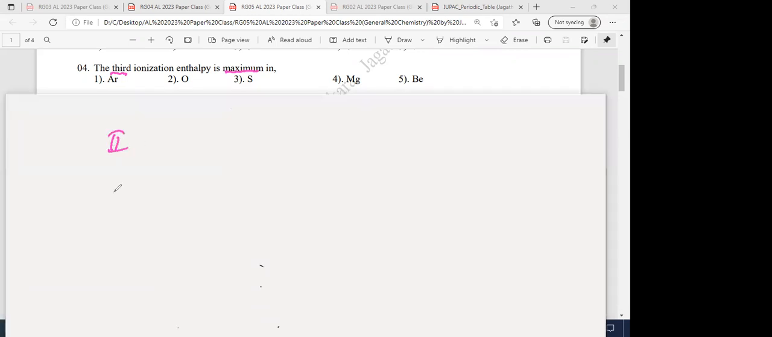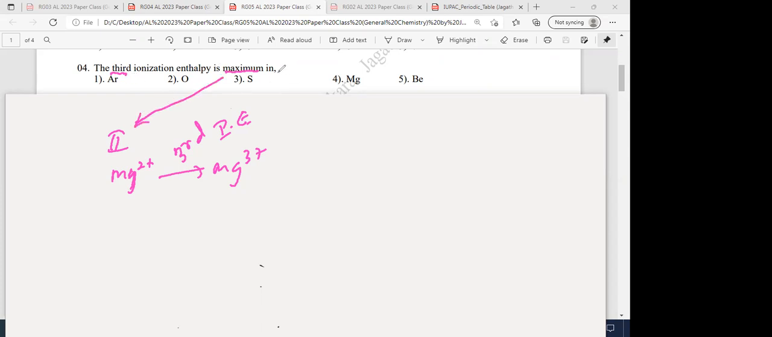Group 2, they form 2 plus easily. So when it is going to become 3 plus, the problem: Mg, up to second ionization is low. But Mg will never become Mg3 plus. Why? This is the third ionization energy. Third ionization energy becomes very high because that third electron is removed from the inner shell by breaking the noble gas configuration. So, right everyone, third ionization energy maximum is group 2 top.